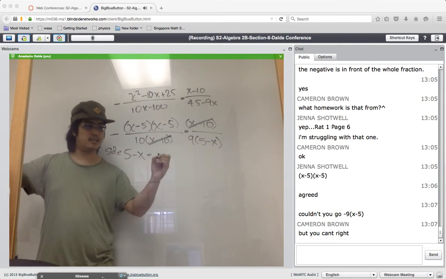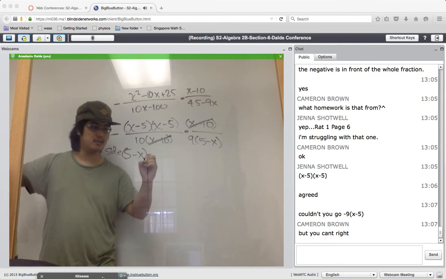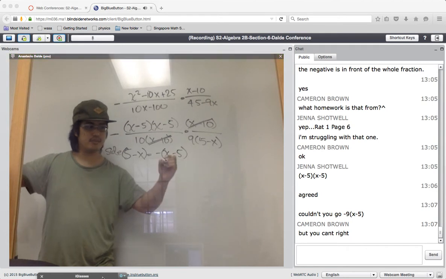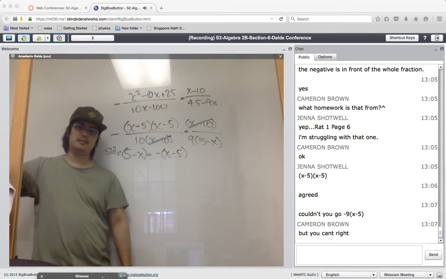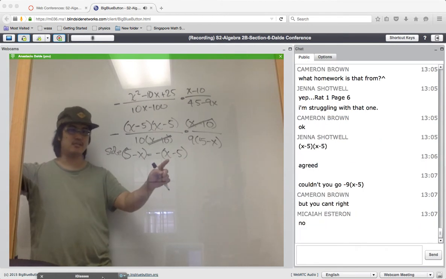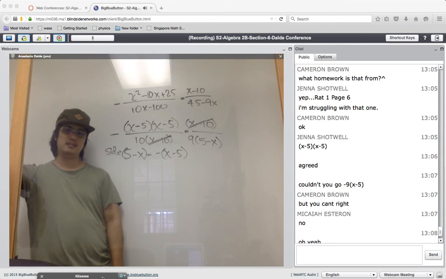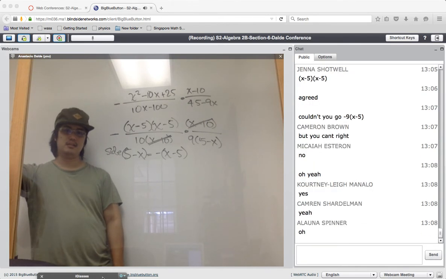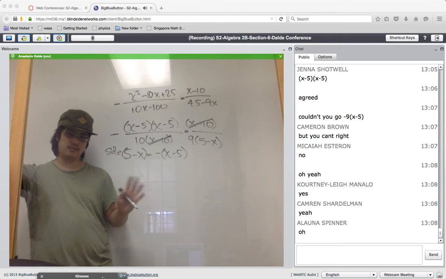5 minus x is the same as negative x minus 5. Try distributing that negative into there. This would be negative x and positive 5. Hey, that's positive 5 minus x. That's the same thing. You guys see how that works? I mean, it's kind of a trick.